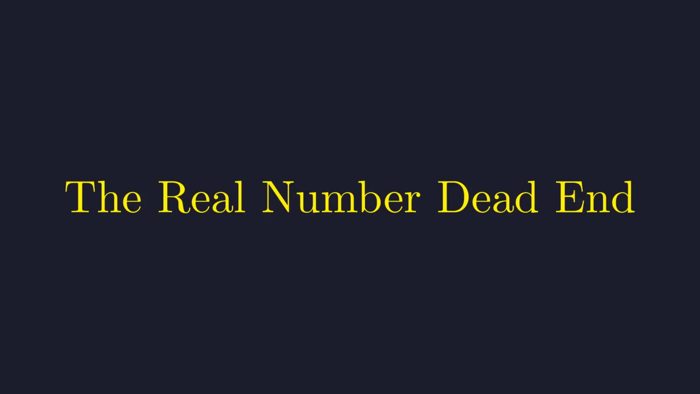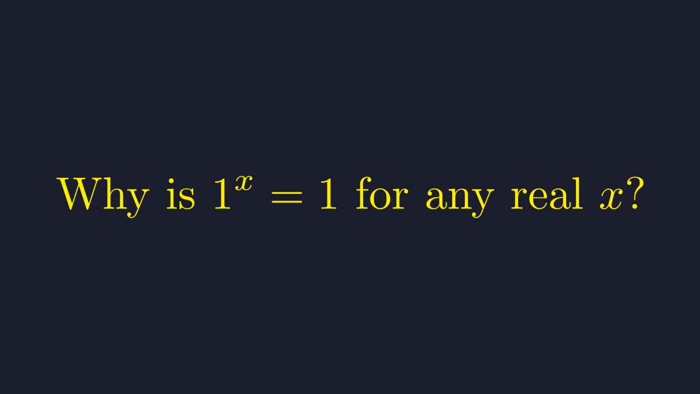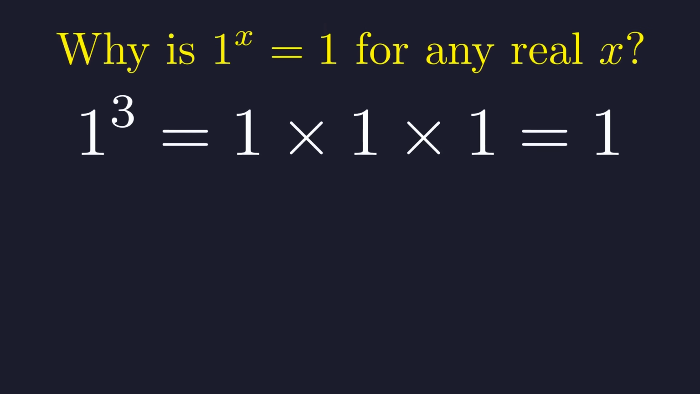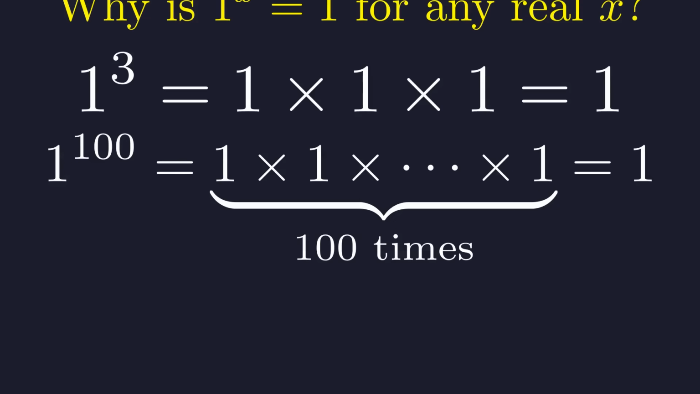Let's start by thinking about this in the familiar world of real numbers. You know, the numbers we deal with every day. But wait, let's actually think about why 1 to any power equals 1. This isn't just some arbitrary rule. When we say 1 cubed, we mean 1 times 1 times 1. And since multiplying by 1 doesn't change anything, we get 1. 1 to the 100th power is just multiplying 1 by itself 100 times. But no matter how many times you multiply 1 by itself, you always get 1.